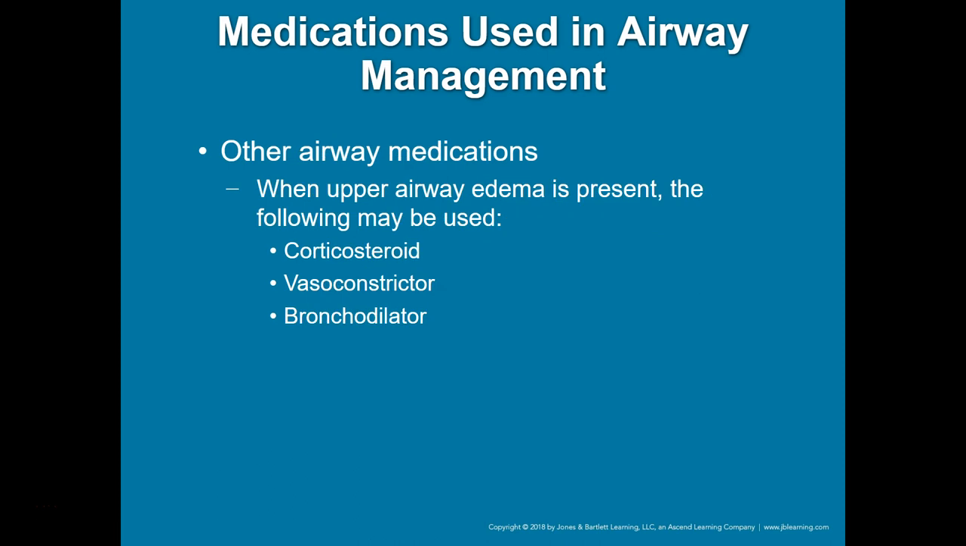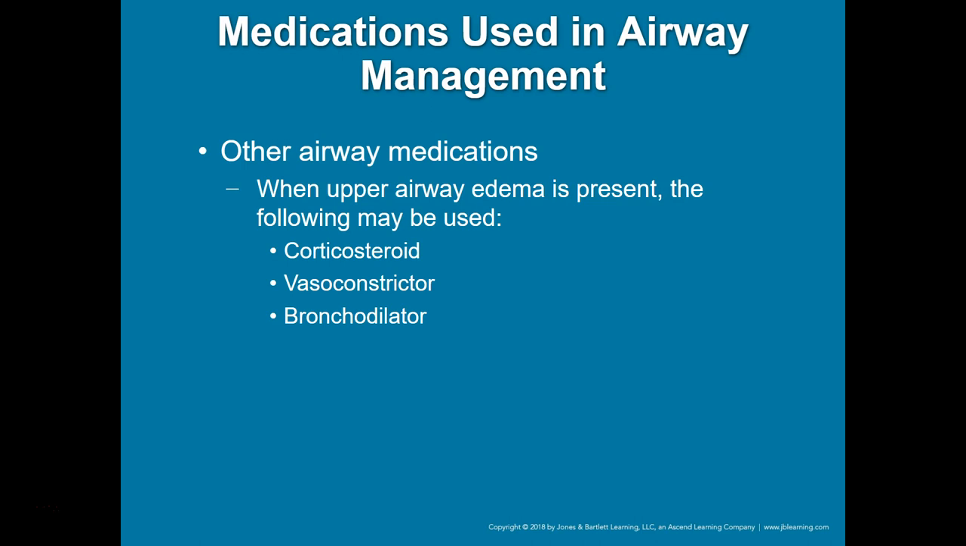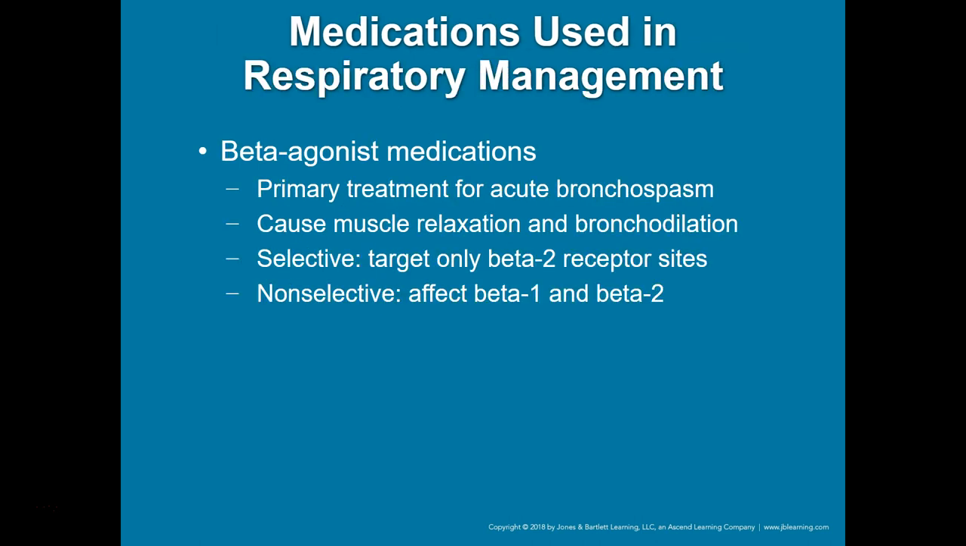Other airway medicines: corticosteroids, vasoconstrictors, and bronchodilators. Some other stuff. I think we discussed that a little bit more here. Yes. Beta agonist. That would be our bronchodilators there. Primary treatment for acute bronchospasm. So this is going to be a beta 2 agonist. Cause muscle relaxation and bronchodilation.